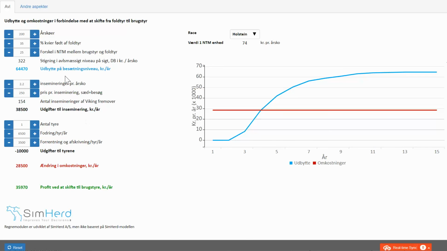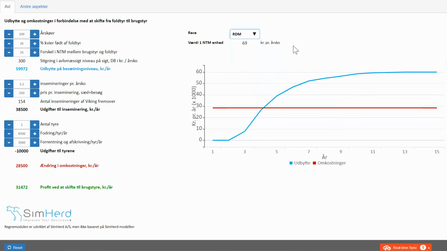But then we, of course, had the yield, the increase because of the genetics. So 64,470 minus 28,500. That is our profit of almost 36,000 krona per year. And the same blue line you can see here, the increase in yield, and the same red line, 28,500, is here. And there you can choose if you have a Red Bull, there the value of 1 NTM is lower.